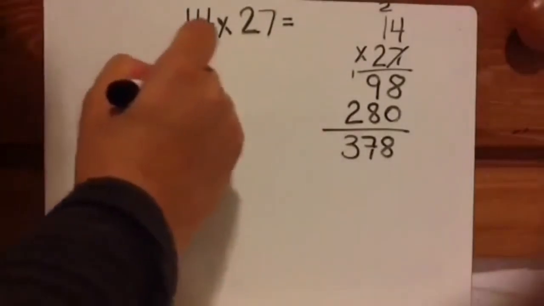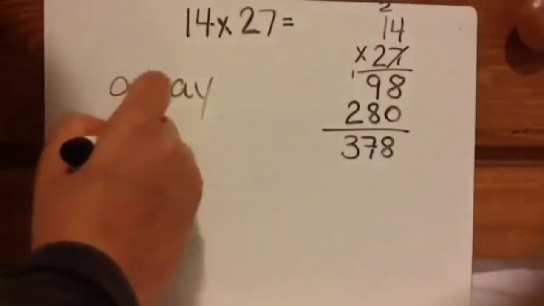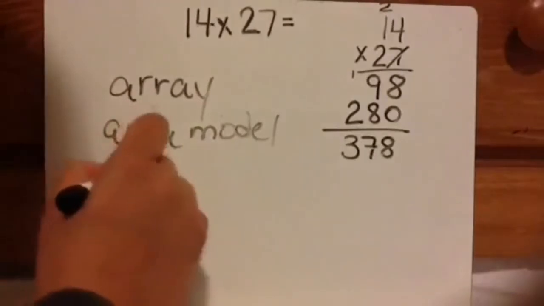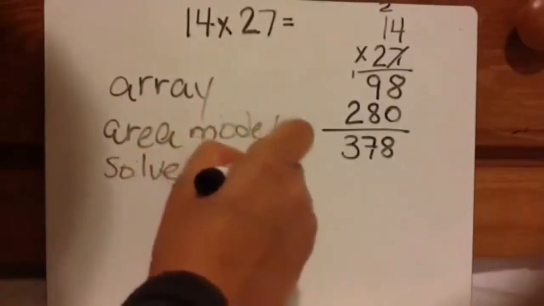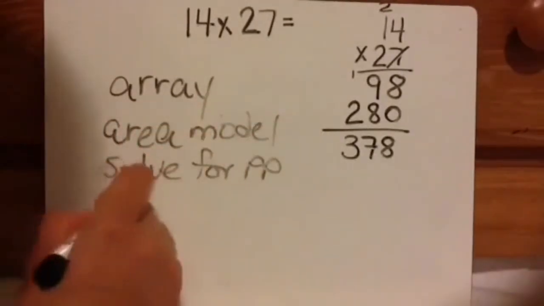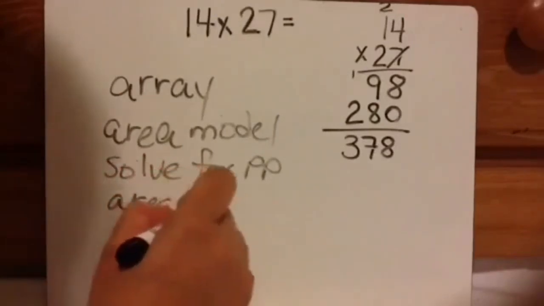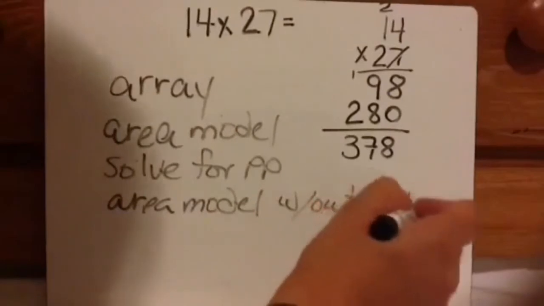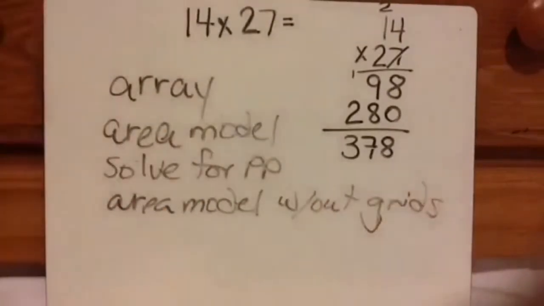Real quick, let me just write it down. I want an array. I want you to draw the area model, show the area model, solve for the partial products, and then also show me the area model without grids, just using normal notebook paper or computer paper to show.